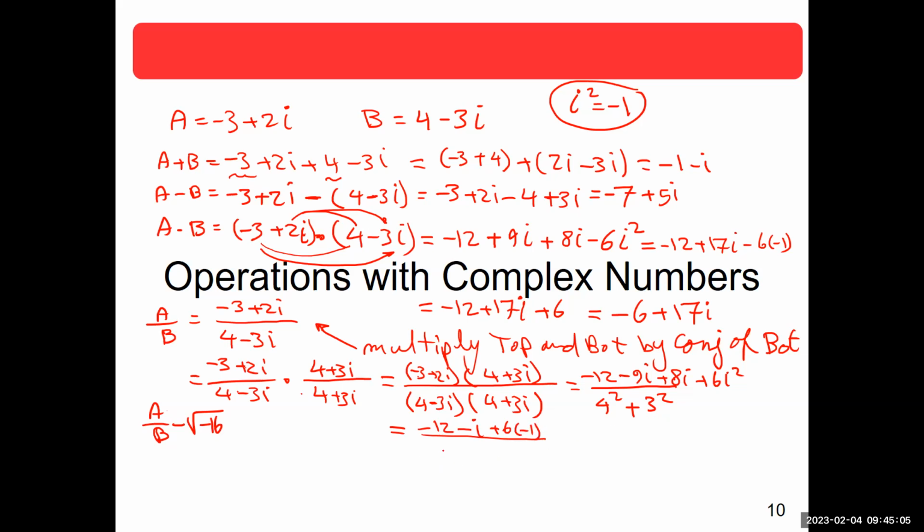And at the bottom we have 16 plus 9. So this equals what? Negative 6 and negative 12, that's negative 18. 16 plus 9 is 25. I'm going to split it. I don't know the sign yet. This is a 25, and I put the i here. What is the top? How many i's do I have? I have only negative i. Negative 1/25 i. That's your final answer.